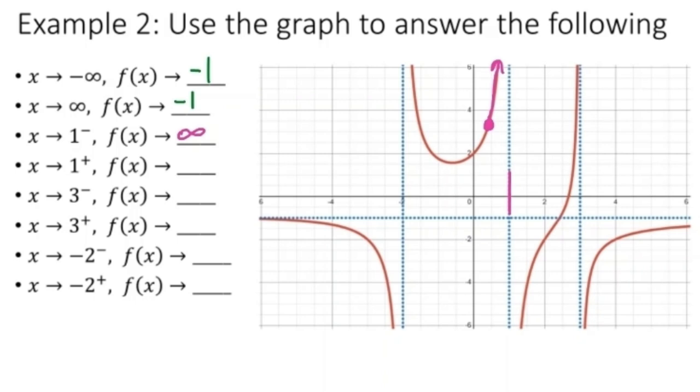Next, as x approaches 1 from the right, f of x approaches blank. This time, I want to be to the right of 1. I'm going to pick a point close to x equals 1, which let's say we pick that point there. And then I'm going to trace my graph until I get closer and closer to 1. You can see as we do, our graph decreases without bounds, meaning f of x approaches negative infinity.